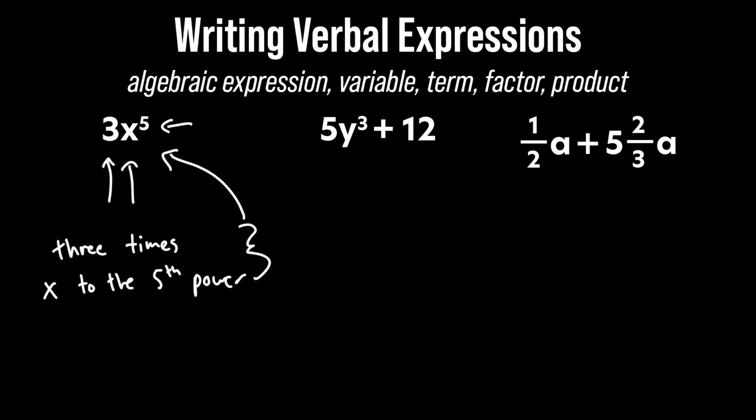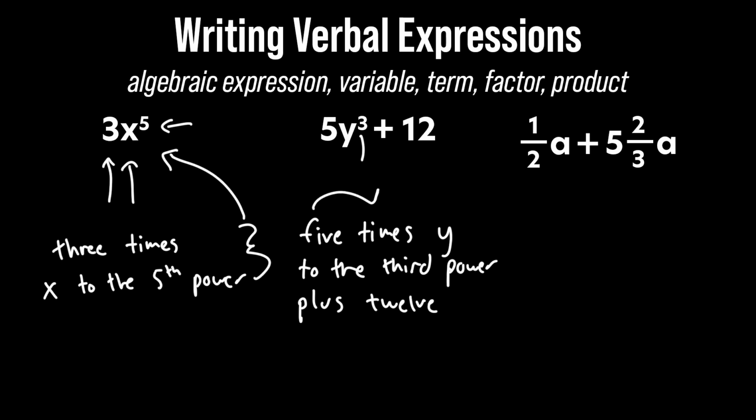Now let's try the second one. We have 5, again multiplied, so 5 times y, and what is it to? It's to the third power, and we're adding 12, so plus 12. So here we go. This is the second one. 5 times y to the third power plus 12.